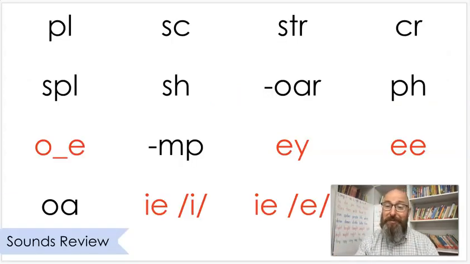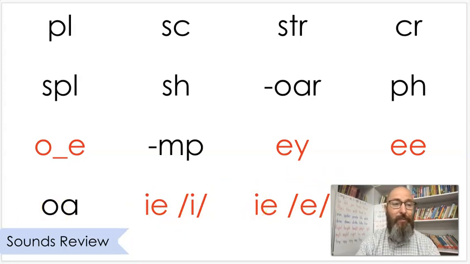All right, let's review some sounds we've already learned this year. As I point to them, if you'll go ahead and make the sound. Pull. Sk. Stir. Cur. Spool. Sh. Or. F. O. E. E. O. And we know that IE can make two sounds. It can say I, or it can say E.